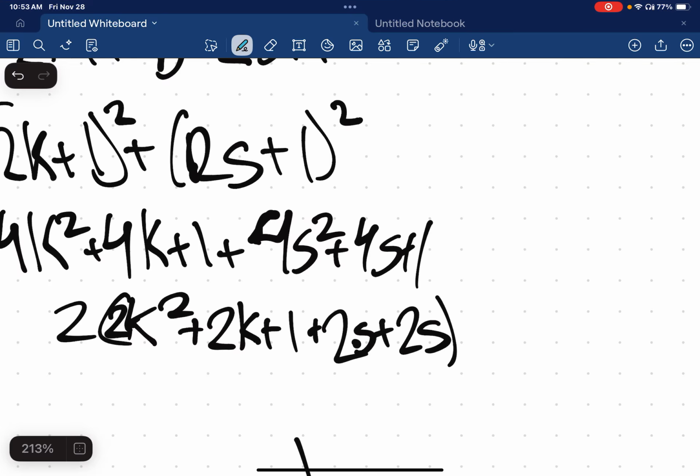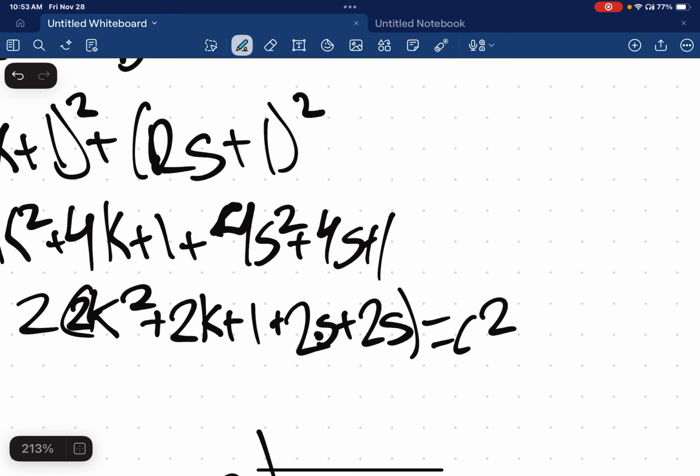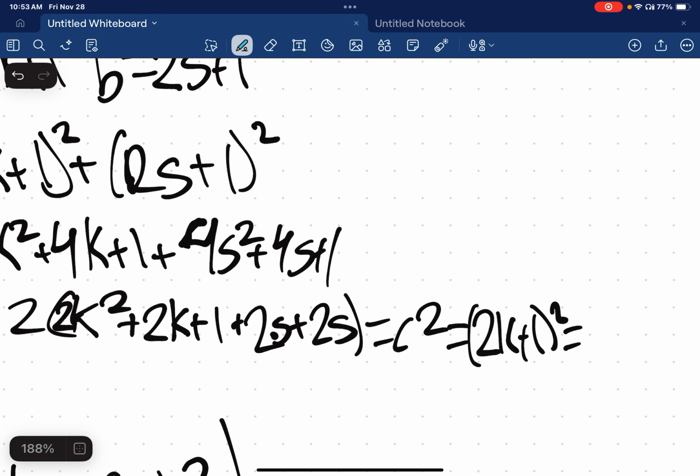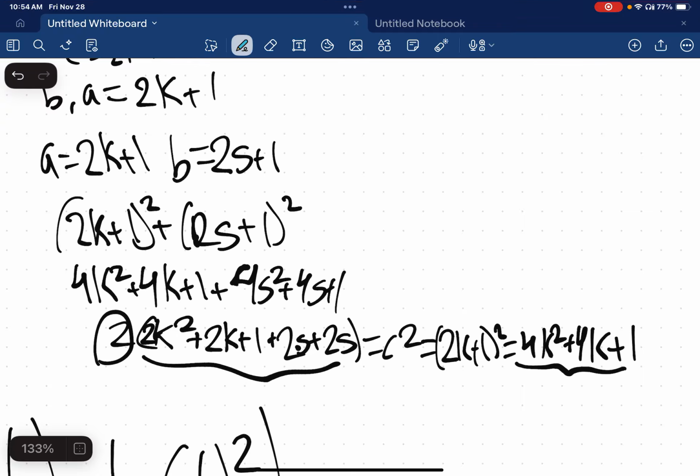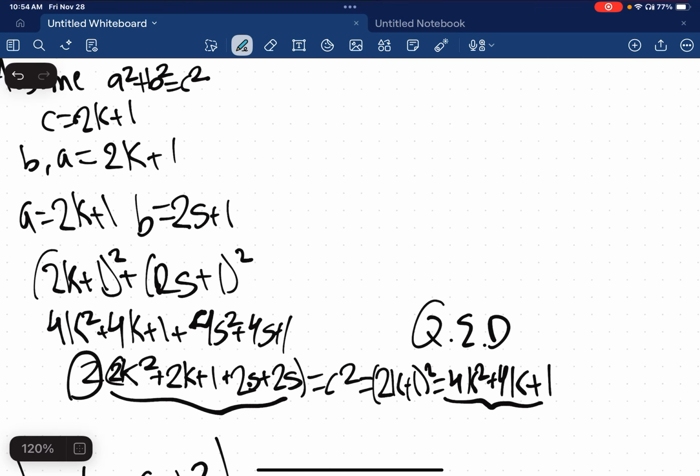However, remember what we were saying earlier, that C is an odd number, which means that C squared is also going to be an odd number. However, if we're able to factor a 2 on this side, then that means this is an even number, and that is our contradiction right there. So we can write QED for that, but there's still more that needs to be done.